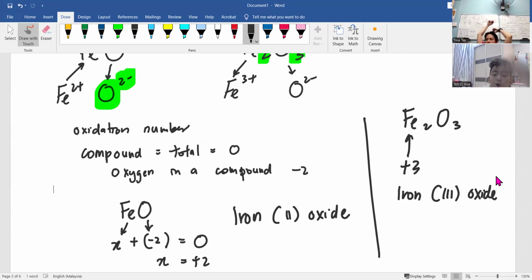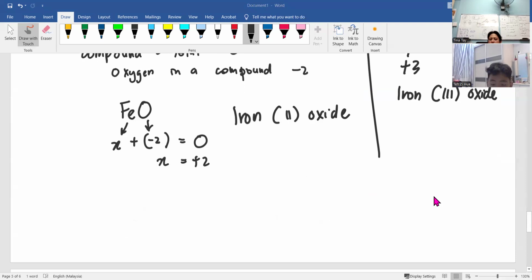Oxidation number must be positive or negative, okay? If it's negative, do we write iron negative something oxide? No. The ones that you're naming now are all positive. If it's a negative number, you still put just the number only, but it must be in Roman numerals like that. Can you understand?